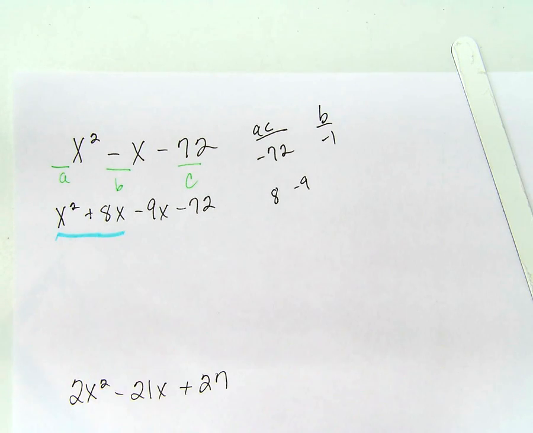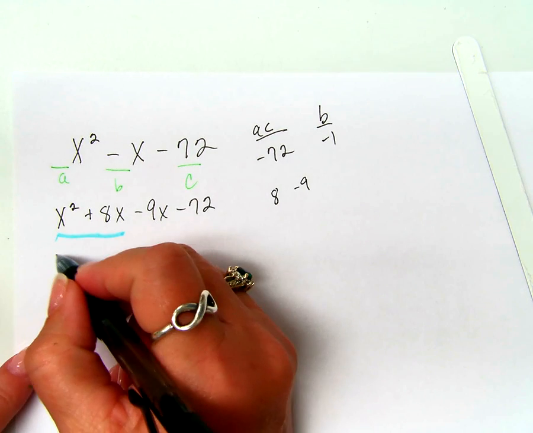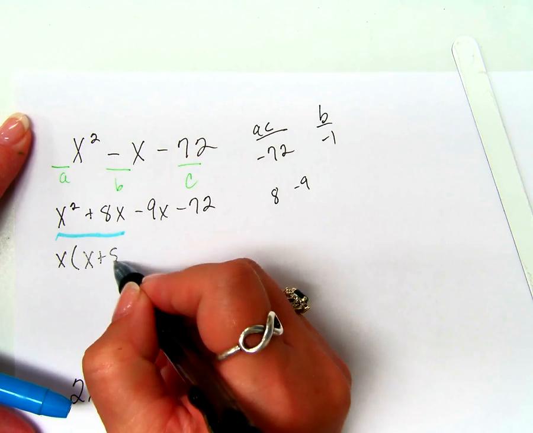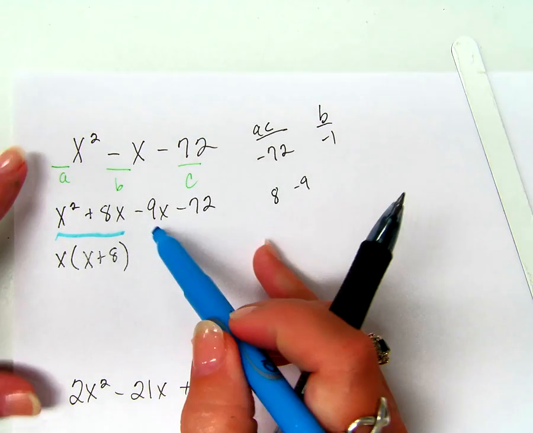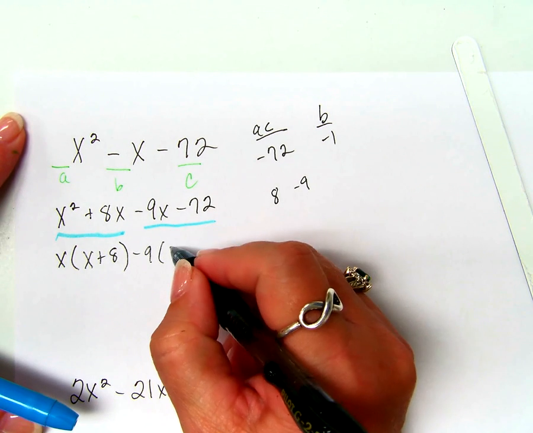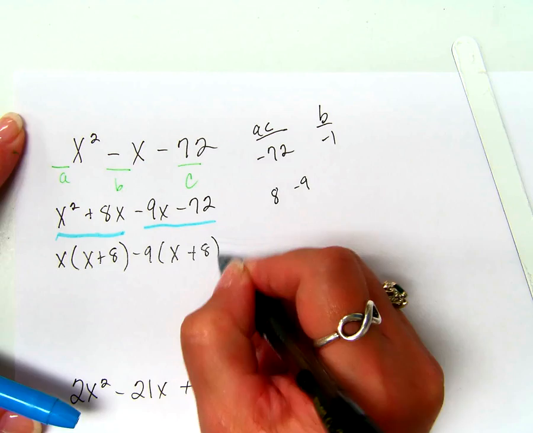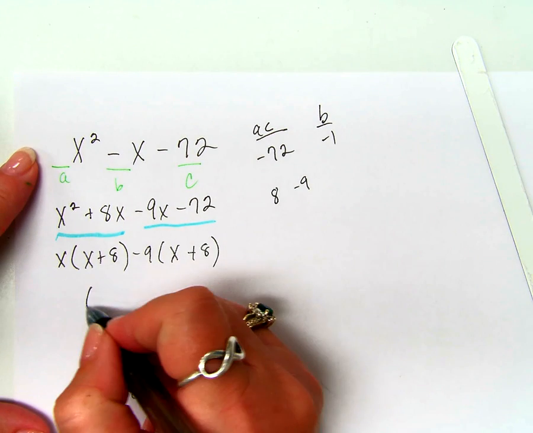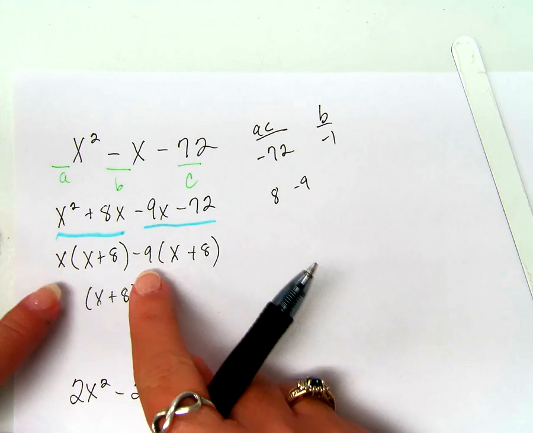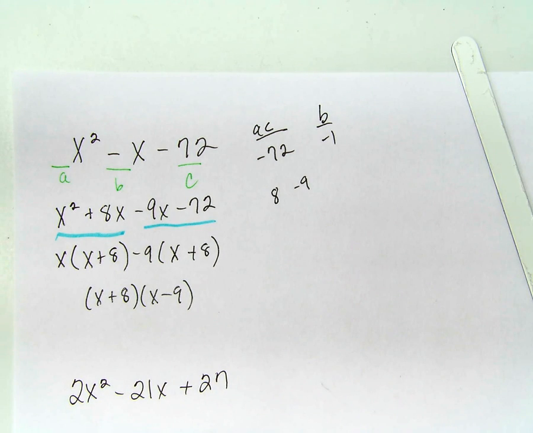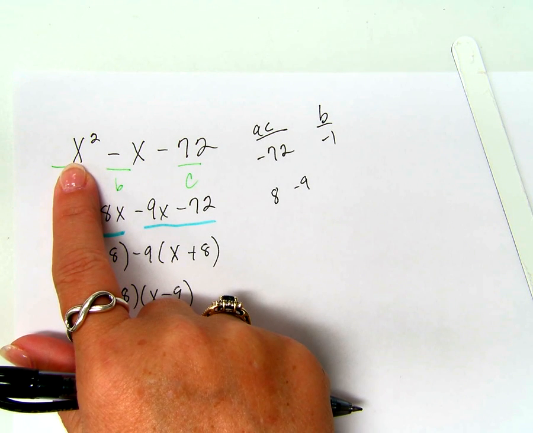Okay. So looking at the first two terms, they have an x in common. What's left? X plus 8. Looking at the last two terms, what do they have in common? Negative 9. What's left? X plus 8. Good. Do these two terms have something in common? An x plus 8. If I factor out an x plus 8, what's left? X minus 9. Now, thinking about the shorter way, we could have done the shorter way because A is 1.